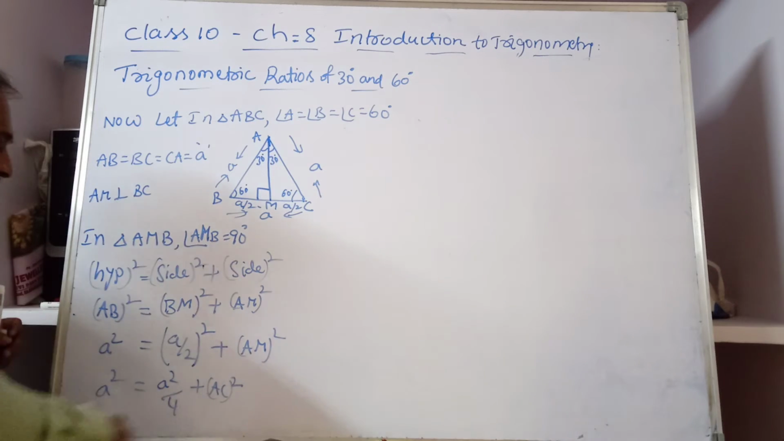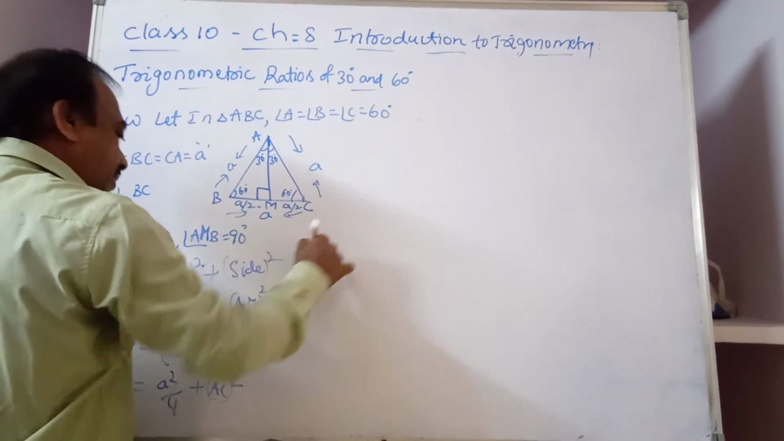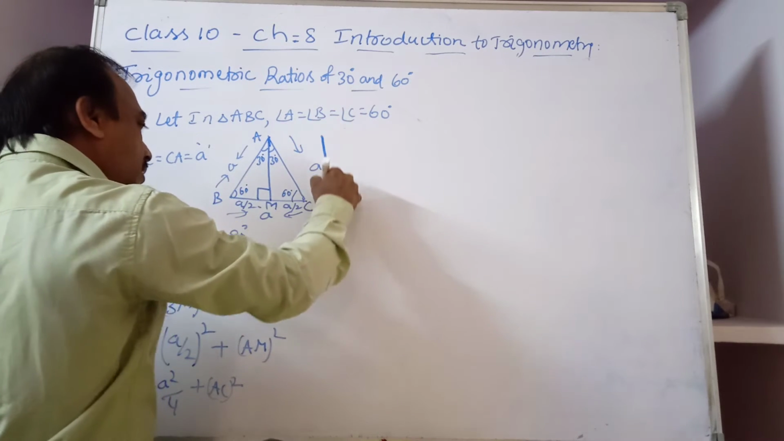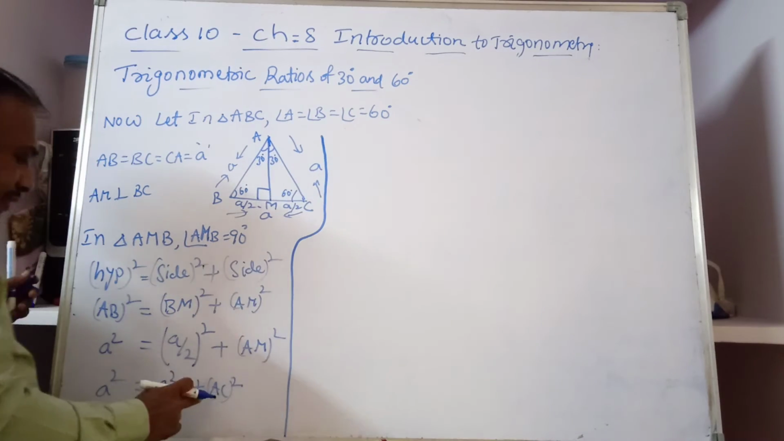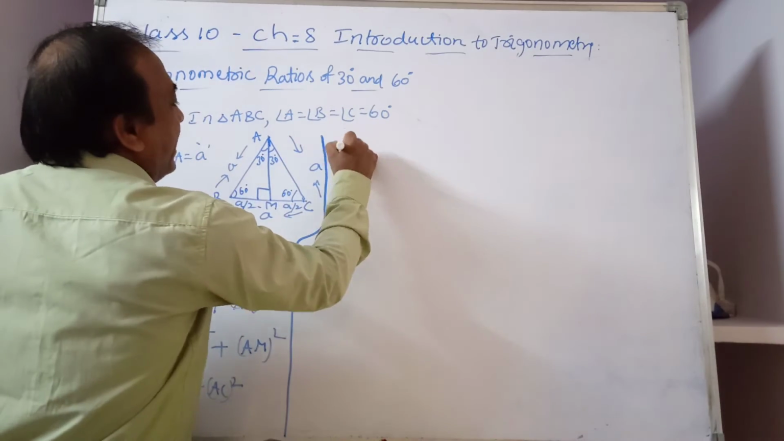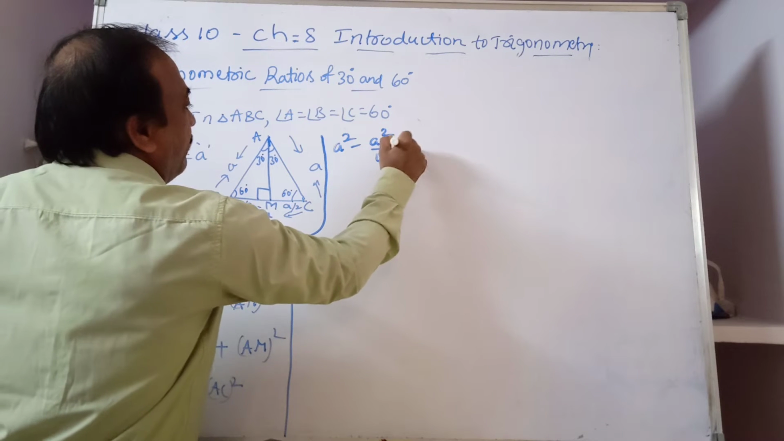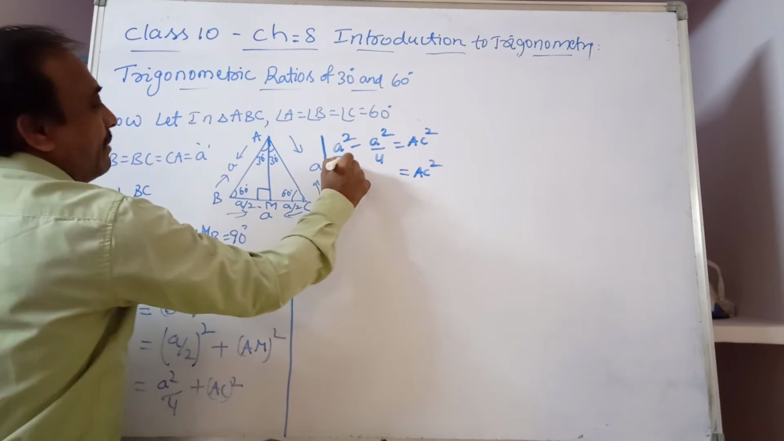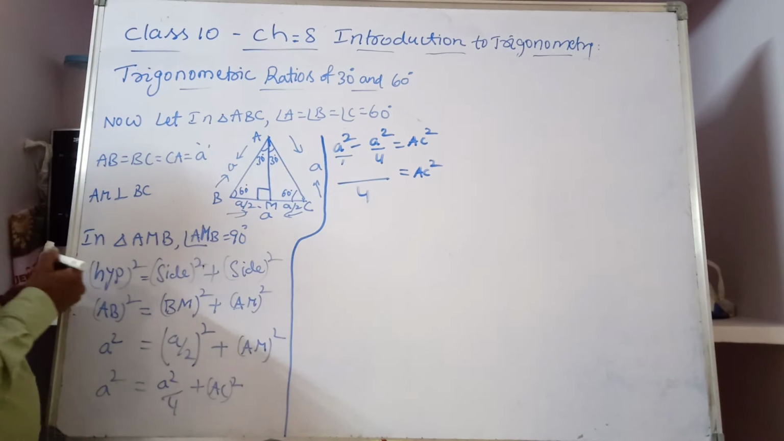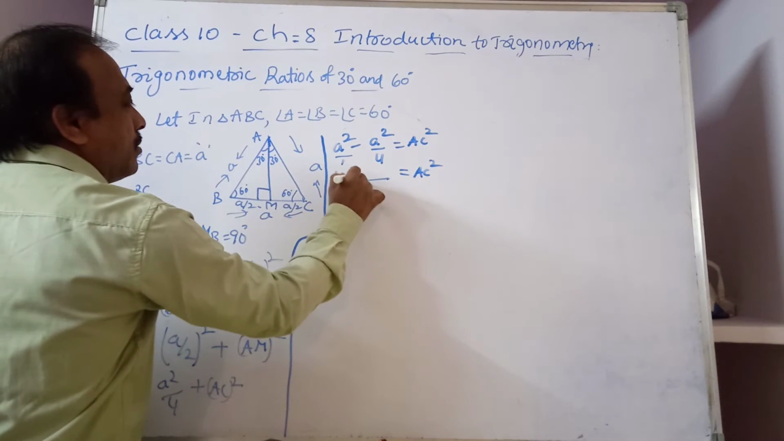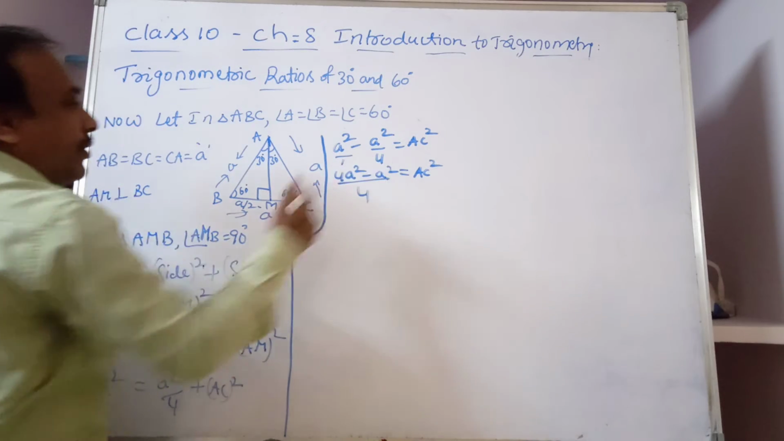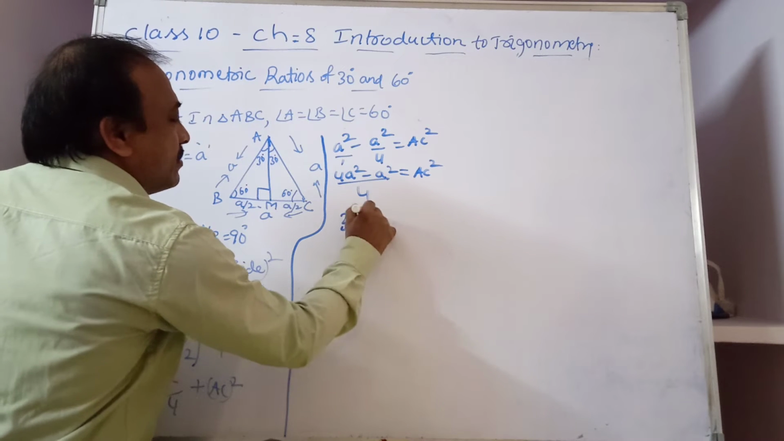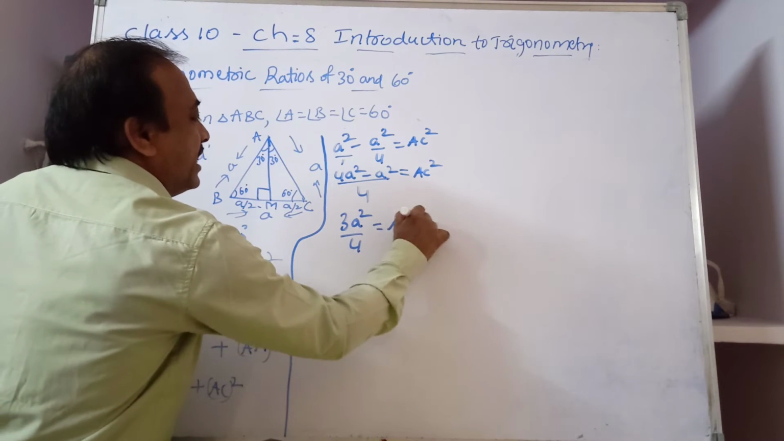Now if you transpose this A square by 4, then A square minus A square by 4 is equal to AM square. Taking 4 as the LCM, we get 4A square minus A square. What do you get from 4A square minus A square? That is 3A square by 4, which is equal to AM square.